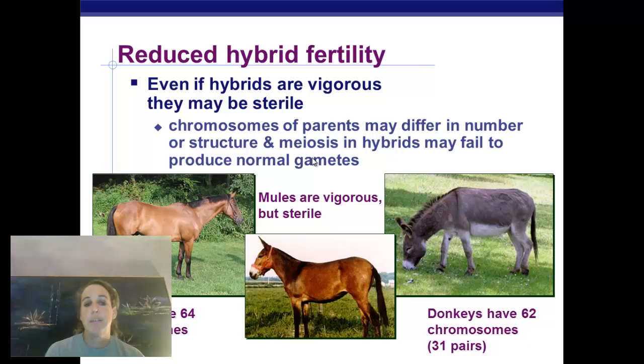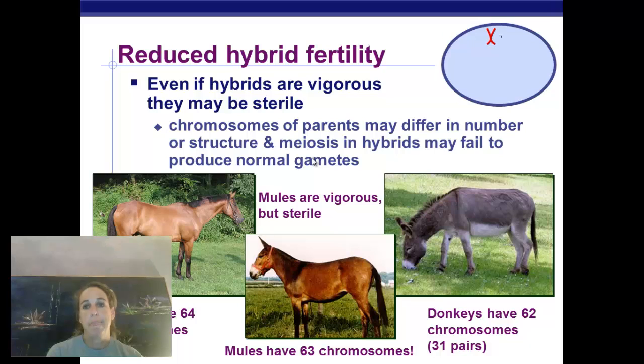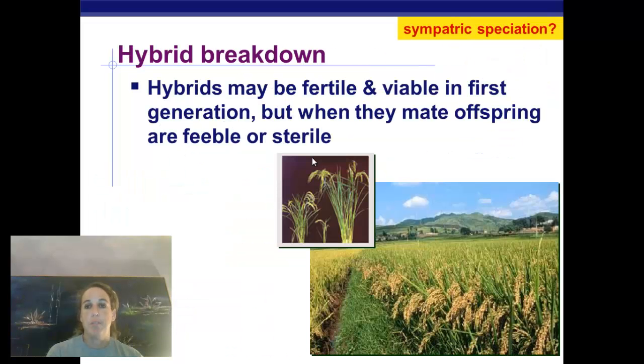And so then here's an example of the chromosome pair not being the same. So it's 64 and 62. So you have a weird number of chromosomes in those mules. So they're not able to produce sperm and eggs. So remember that usually you get one set of chromosomes from your mom and one set from your dad. And so in this case, since they have an odd number, they're not able to produce their gametes effectively.